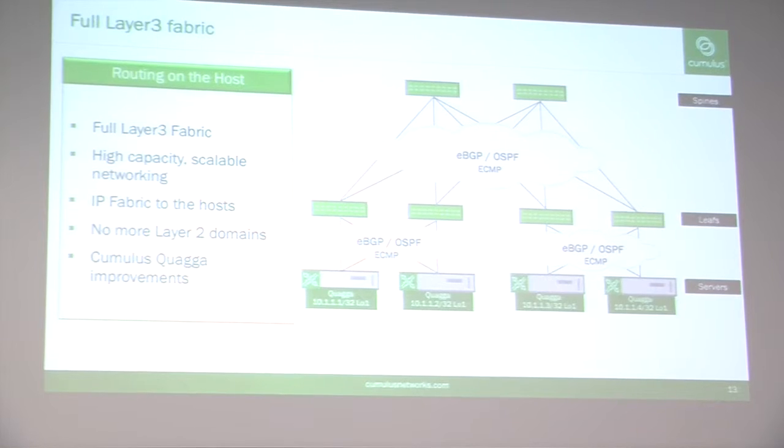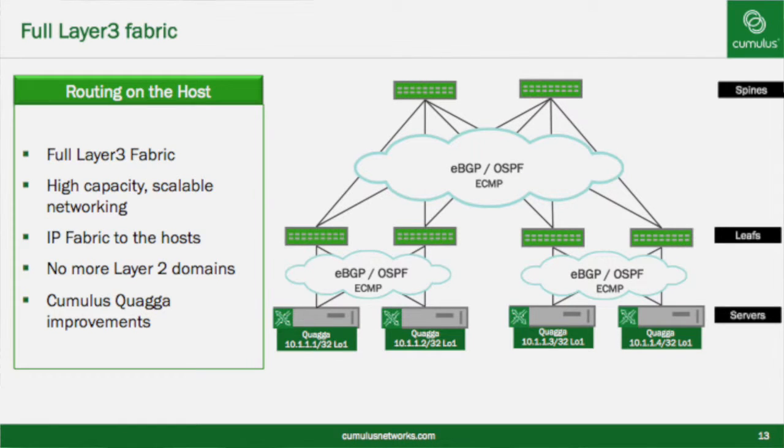Now, we want to take it a step further. What we would like to do is extend your IP fabric all the way to the host, and that's the new concept that we have. We call it routing on the host, but it's not really new. It was done in IPX 20 years ago, but simply everyone got addicted to layer 2. But now we're back here.